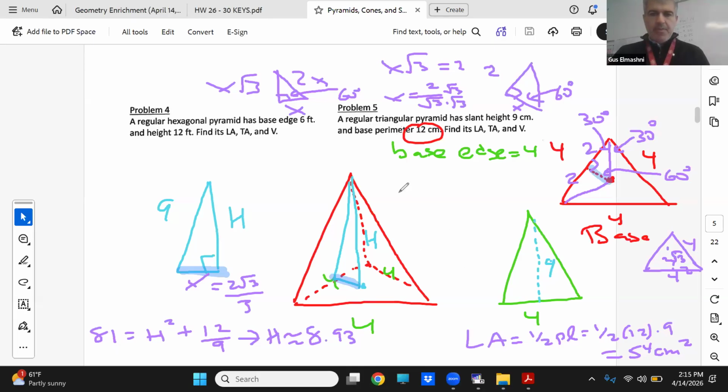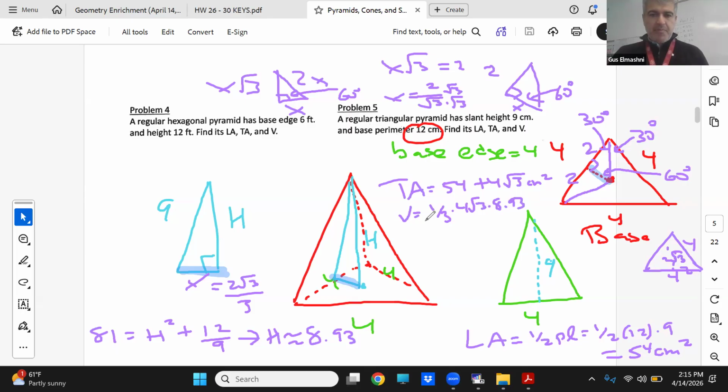4√3. So our total area is going to be 54 plus 4√3. That's because your base is 4 and your height's 2√3. You gotta take half of that. And the volume, which is 1/3 times the base, which of course is 4√3, times 8.93.